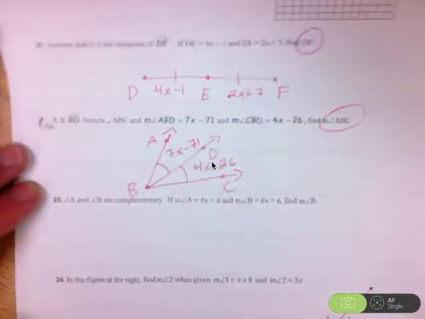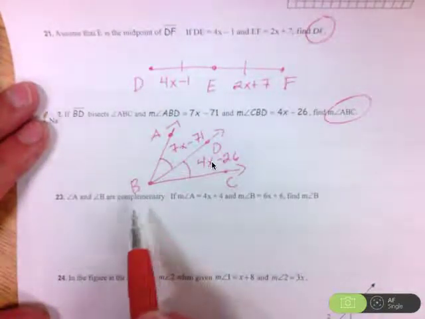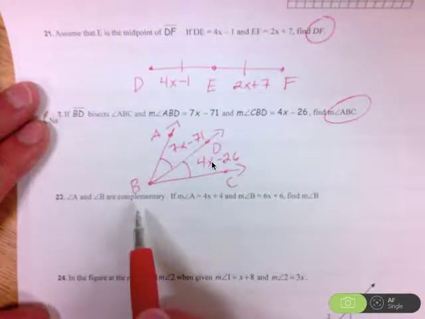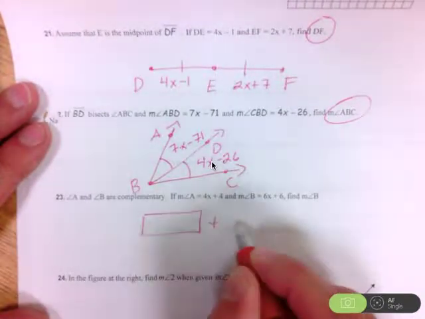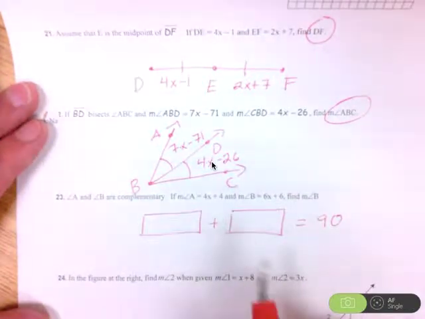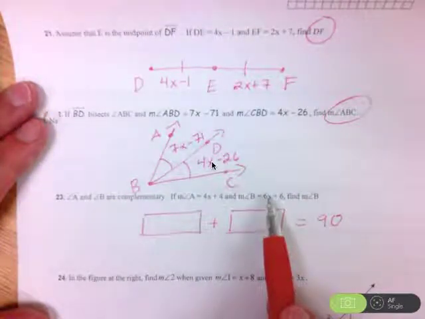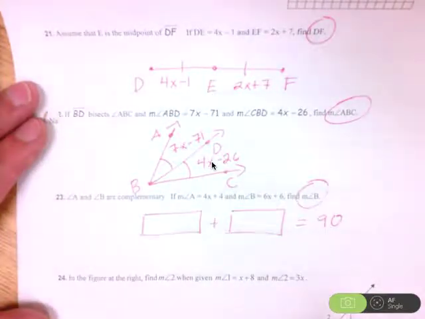Number 23 is about the vocabulary word complementary. So we've already seen a question about supplementary. Complementary means that the measures of your two angles, whatever those measures are, add up to be 90. And in this case, once you solve to find x, you're not done because you need to substitute it back in to find the measure of angle B.